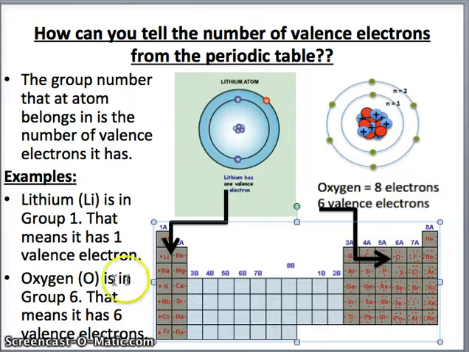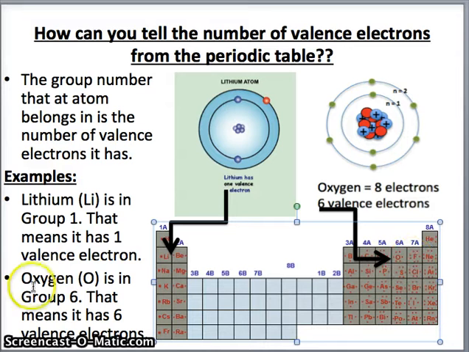Let's look at another example. So oxygen again. Oxygen, if you can see here, here's O for oxygen. Oxygen is in group 6, and because it's in group 6, there's 6 valence electrons, 1, 2, 3, 4, 5, 6, and that's true for all the elements that are in this group. All the elements in this column have 6 valence electrons. And you can use this rule for all the elements here. So for example, chlorine, Cl, is in group 7, it has 7 valence electrons.